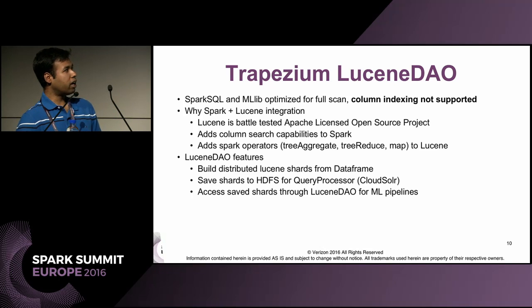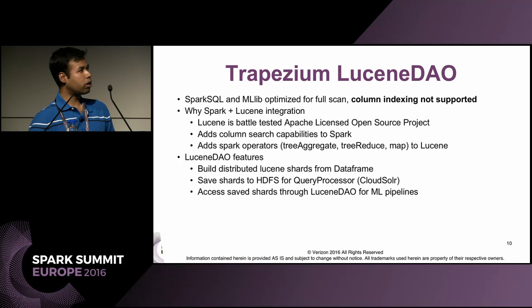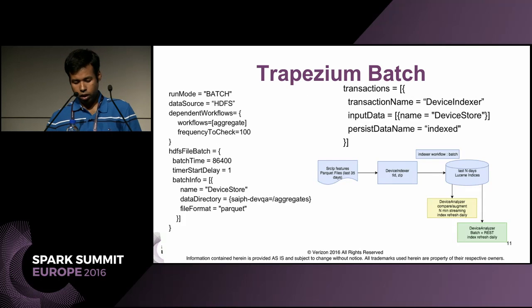So now what really is LuceneDAO, right? It builds distributed Lucene shards from the data frame. It saves those shards to HDFS or Amazon S3 if you want, for query processors. So some of the problems can be simple queries, make use of Solr for that. But make your shards through Spark, it gives you the runtime, you don't have to run map reduce, right? And you can save them on cloud. Solr can access them. You can also access the saved shard through LuceneDAO for any of these machine learning pipelines that you have, which is the focus of our talk.